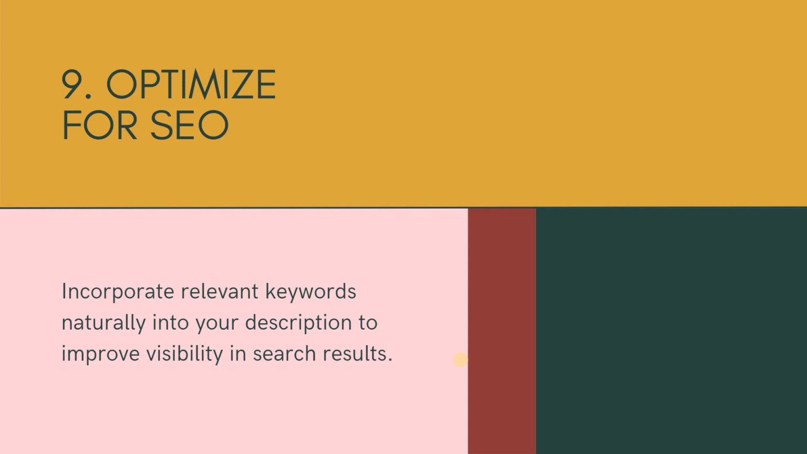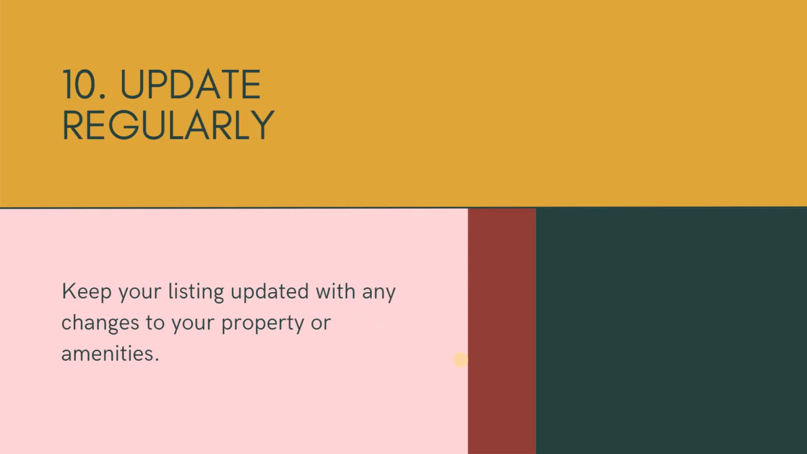Think about what terms potential guests might use when searching for a property like yours. Could it be the location? Could it be the proximity? Add that so that it is optimized, in that when someone is searching for that specific thing, you're the one to pop up. And then be sure that you keep your listing updated.